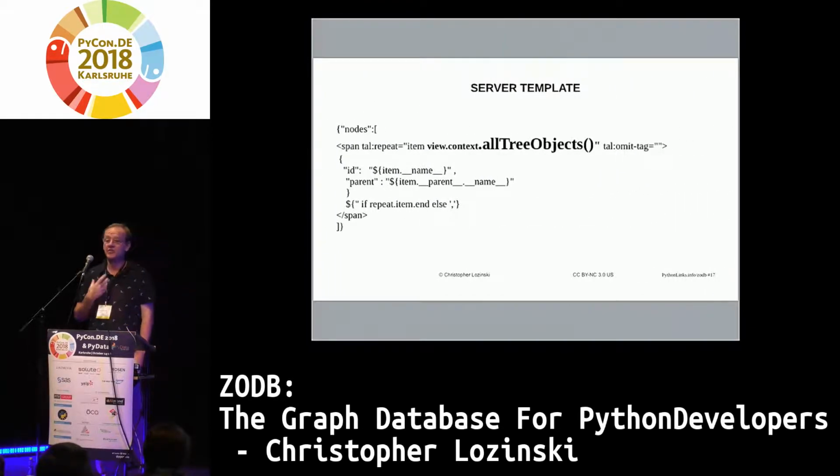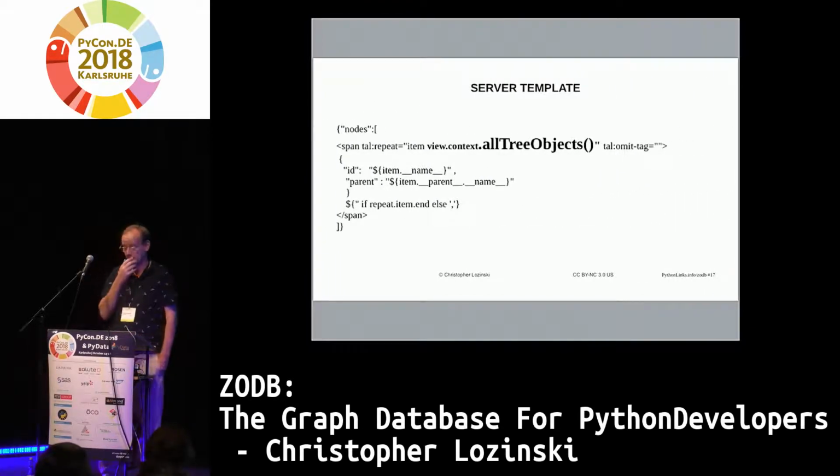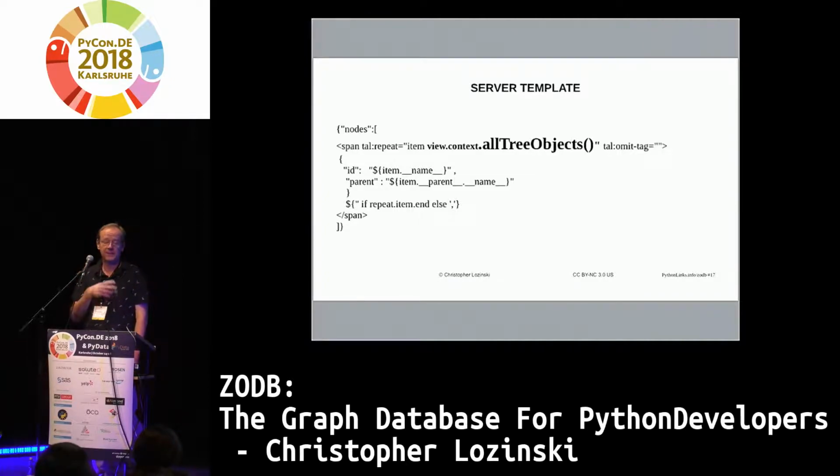And it's really easy to generate these templates. So I have a template. I use Chameleon page templates. Any templating language is fine. And there's a generator. So you start on any node. You can say all tree objects, which gives you everything underneath that. And then you just iterate over it. So it's really easy to create, to serve this kind of JSON files.